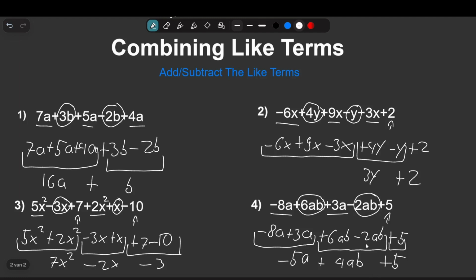So, I hope you guys enjoyed the video. I hope you guys understand how to combine like terms now in algebraic expressions.